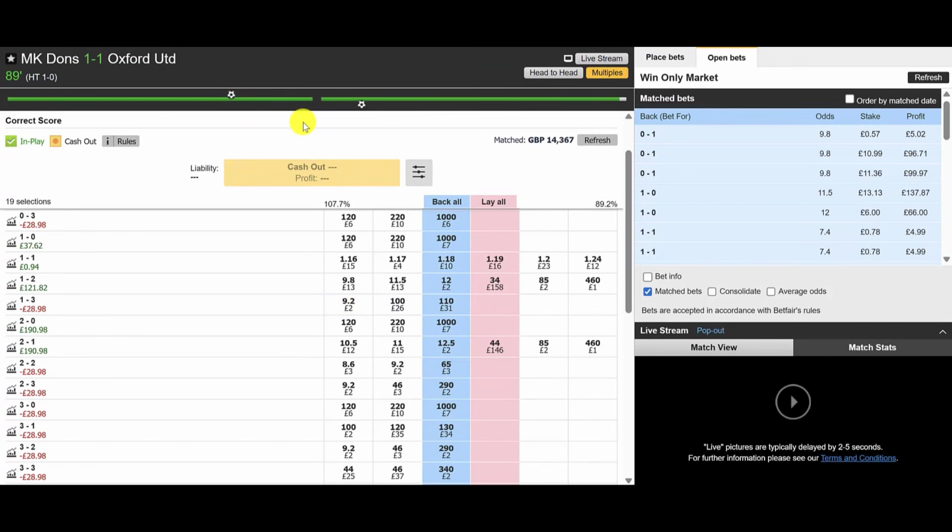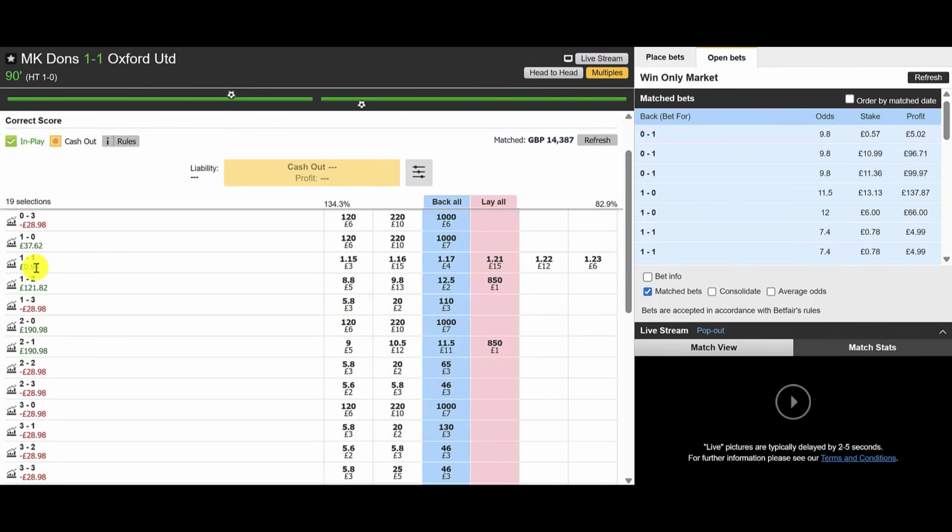So we're in the very late stages of this one, and it has remained MK Dons 1, Oxford 1, which is a little bit surprising considering that Oxford goal was at 51 minutes. Lots of time left on the clock for there to be another goal. And we did position ourselves very nicely if anyone scored. If it was MK Dons, if it was Oxford, you saw how we shifted things around in anticipation of another goal. However, it hasn't transpired, but the good news is it's going to end up being break even. That's the beauty of the correct score market.